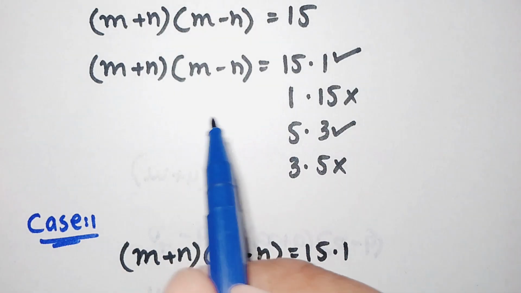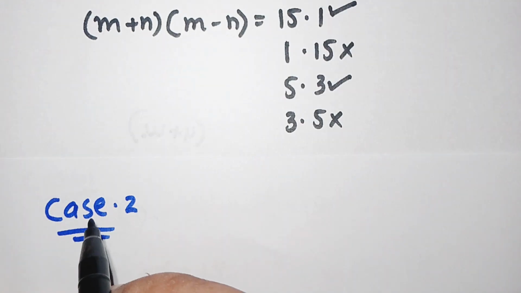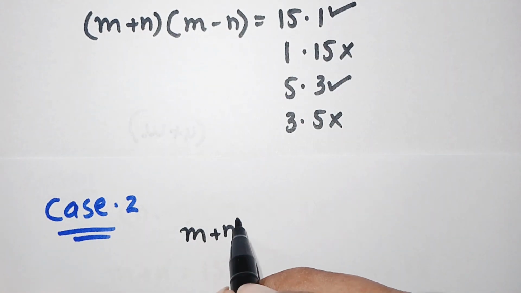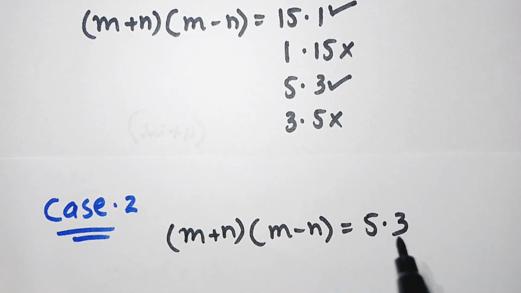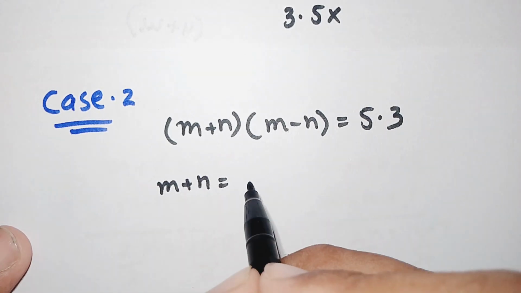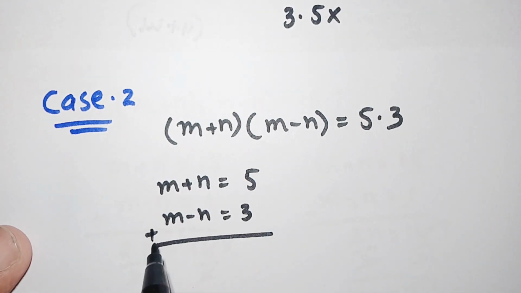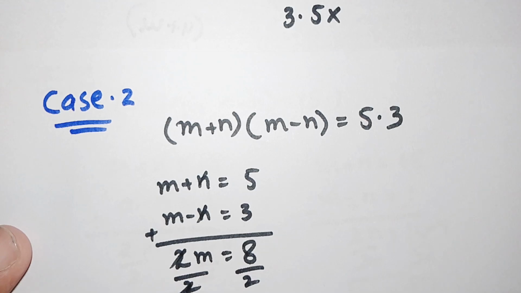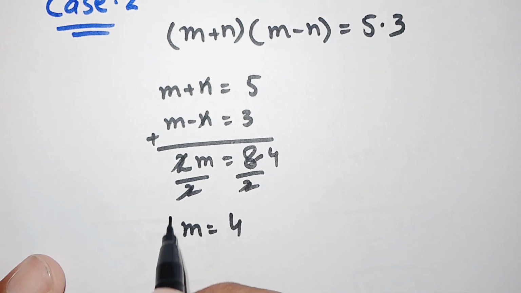Now we have to solve for case number second, that is m plus n times m minus n is equal to 5 times 3. So this will become m plus n is equal to 5 and m minus n is equal to 3. Now we have to add these two. So here n cancels with n, and 2m is left, which is equal to 5 plus 3 is equal to 8. This side divided by 2 and this side divided by 2, the 2s cancel, m is equal to 4. So this is the value of m.